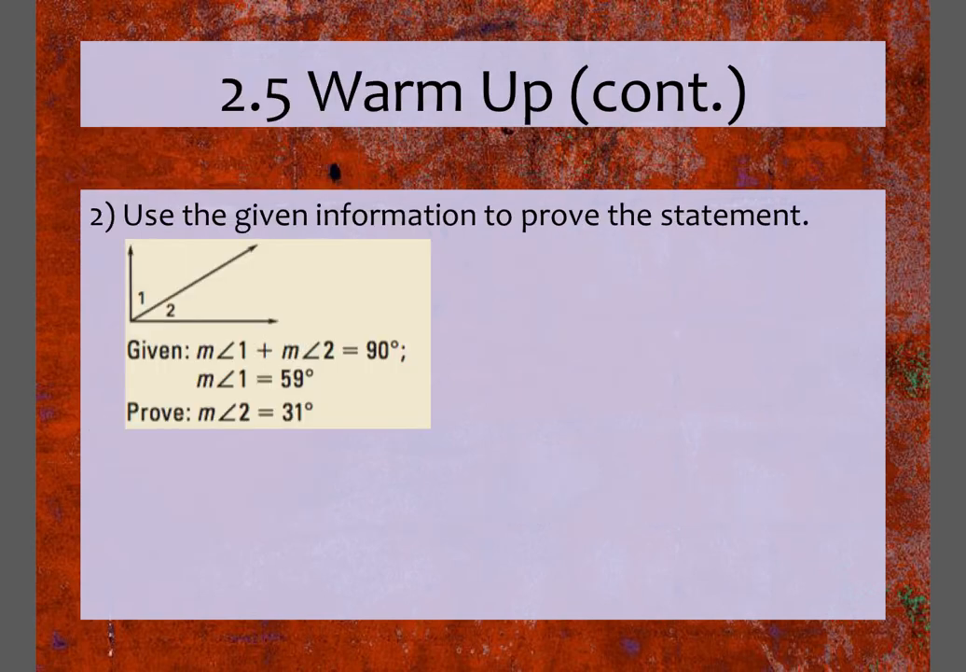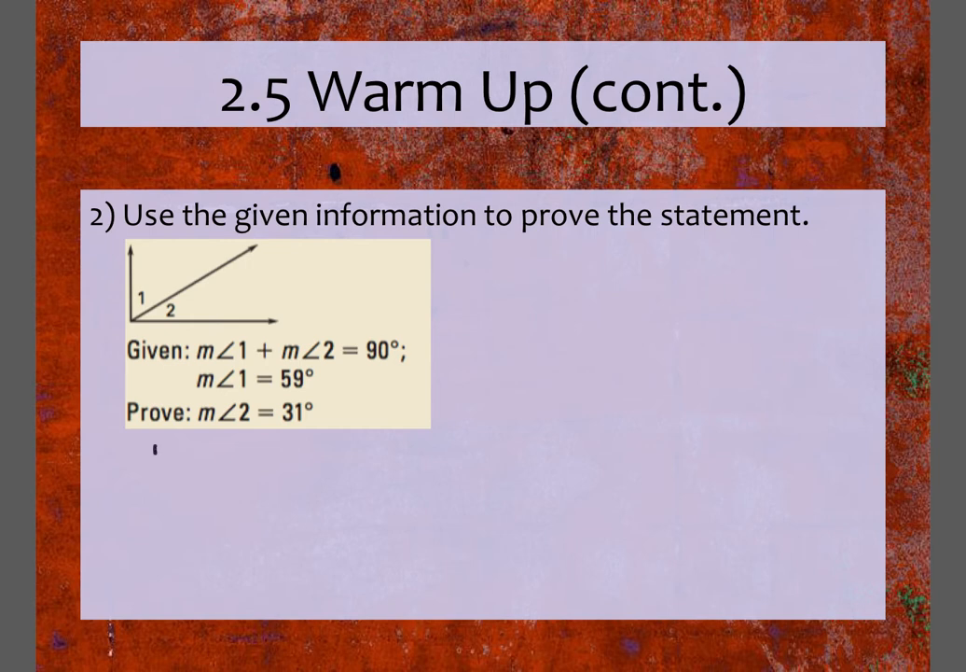Are these English proofs in chapter 3? Oh, yeah, a long time ago. All right, 2 says use the given information to prove this statement. So this time it's completely open-ended. It gives you the measure of angle 1 plus the measure of angle 2 is 90, and the measure of angle 1 is 59. Where do we start? Marcy, you had your hand up first, so where do you start?